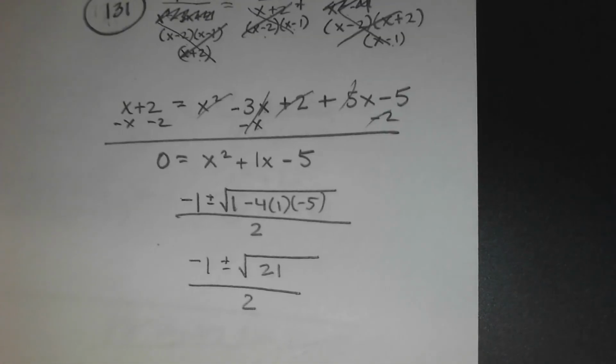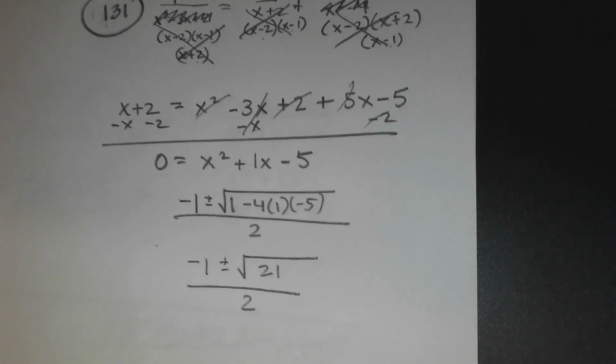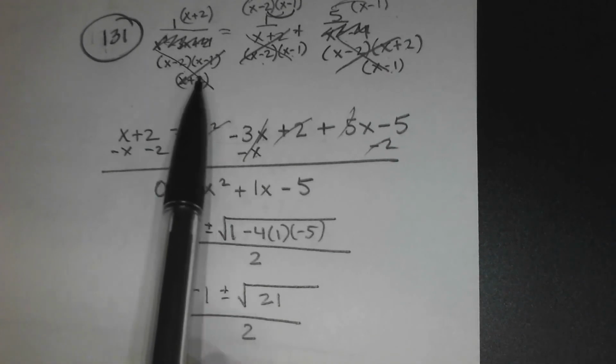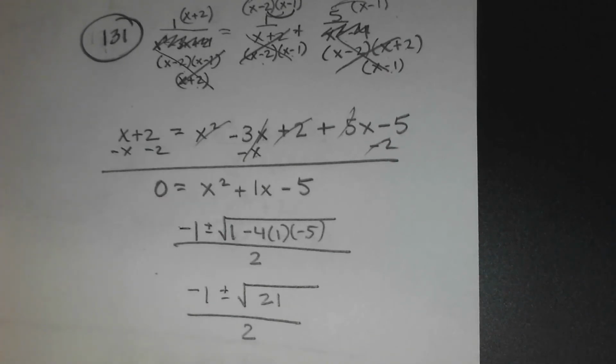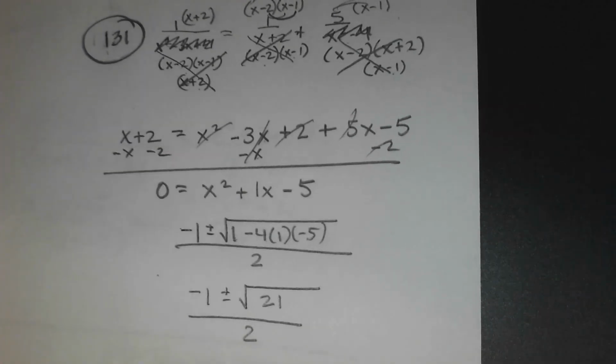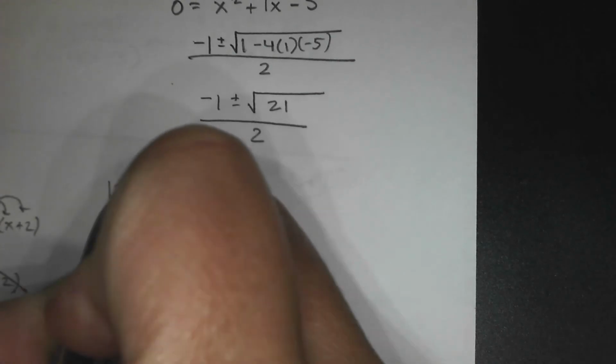And those are your 2 answers. That's really all we can do. 21 doesn't break down any further. And the only excluded values were 2, 1, and negative 2, which that's not going to equal. Those are nice numbers that are excluded values. I didn't get that anyway, so I don't need to reject that. So in a quadratic, if you have to jump in the quadratic formula, just go ahead and do it. Don't delay. Don't sit and sulk and feel bad for yourself. Just get it done.